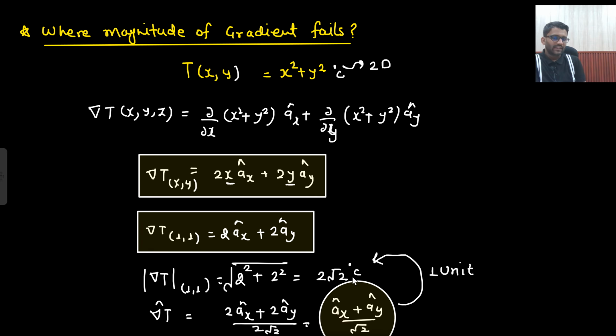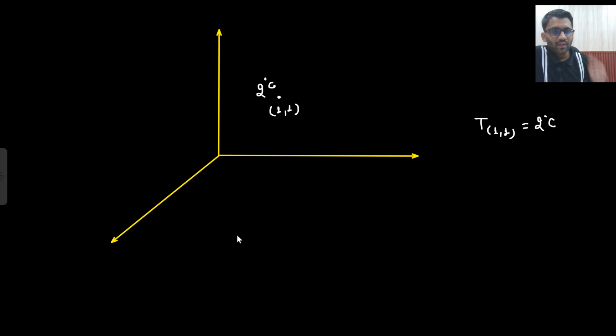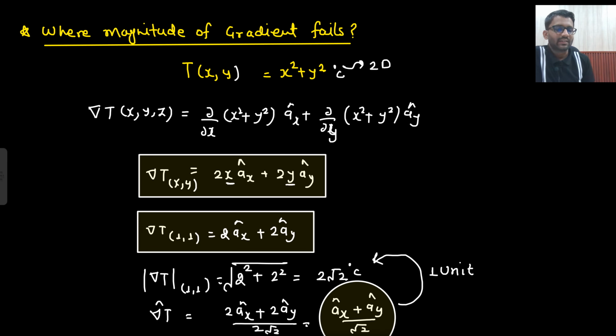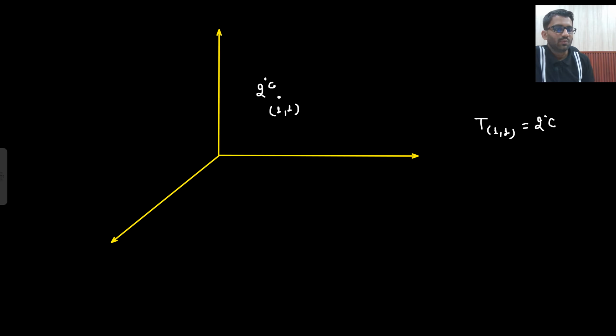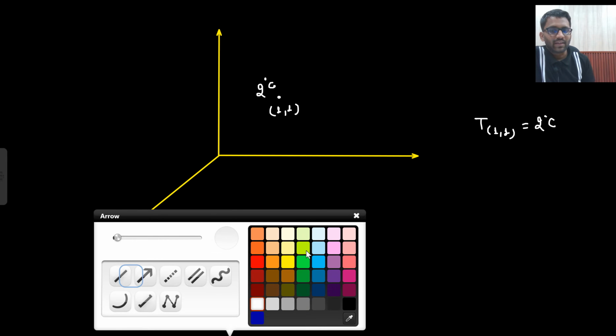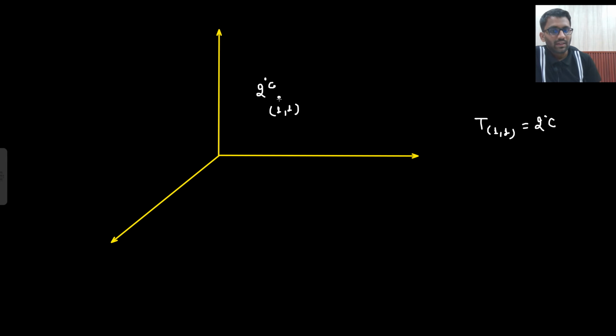If you move in this direction for 1 unit, then your temperature will change by 2 root 2 degrees Celsius. So in which direction do I need to work? If you have good understanding, can you tell me what this direction will be? Ax cap plus ay cap by root 2. It will be somewhere here.